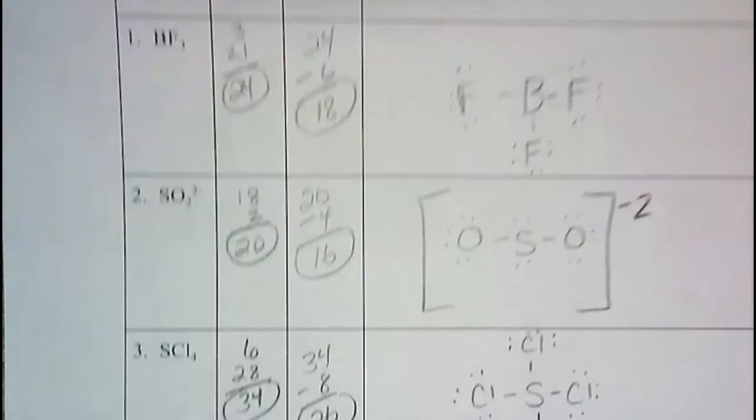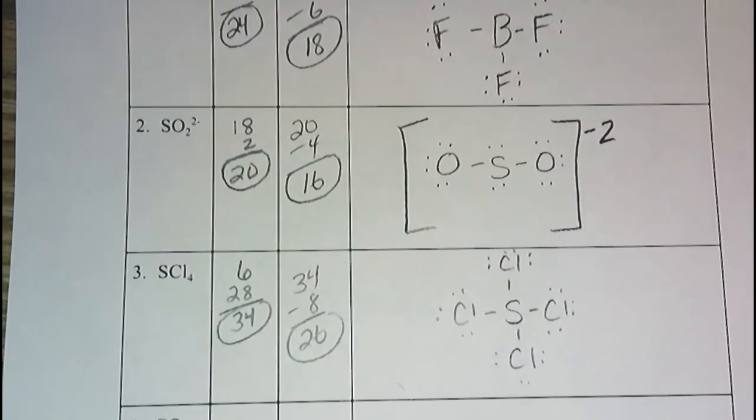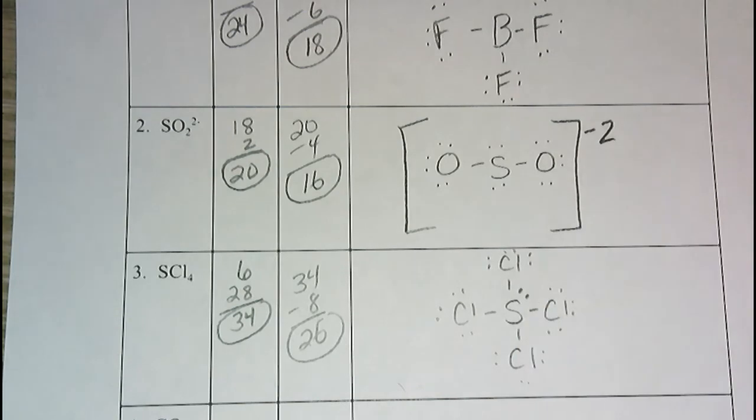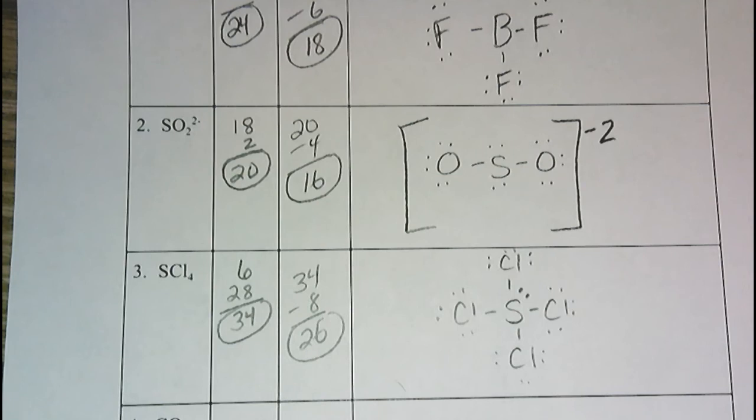So remember, we have 26. We've used 24 because we put 3 pair around each of the chlorines, but we still have 2 more. So we have extras on this one. So our rules tell us if we have extra, then they go on the central atom as a lone pair. So that one should look like that.